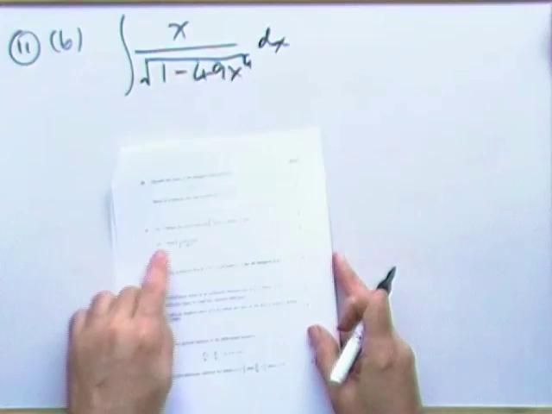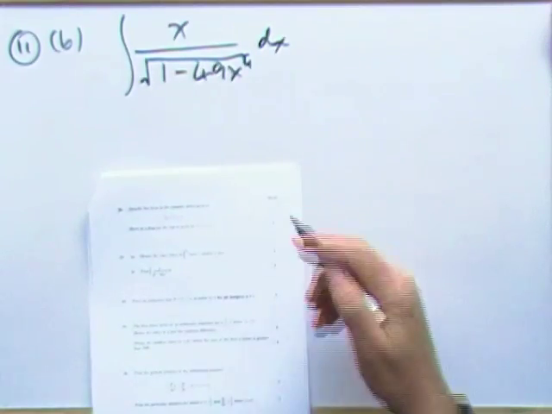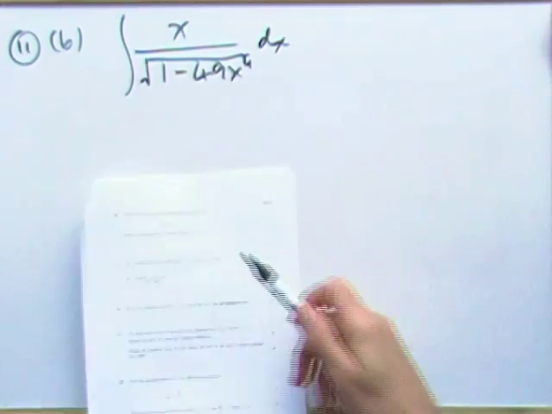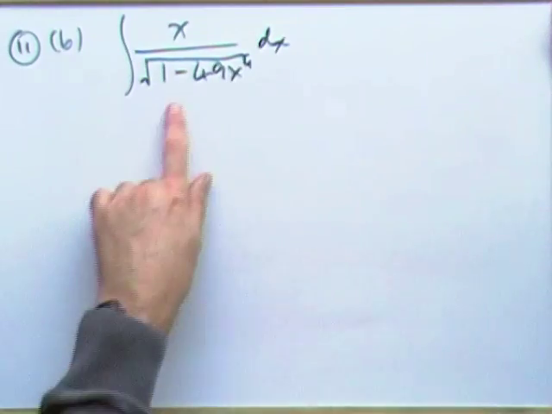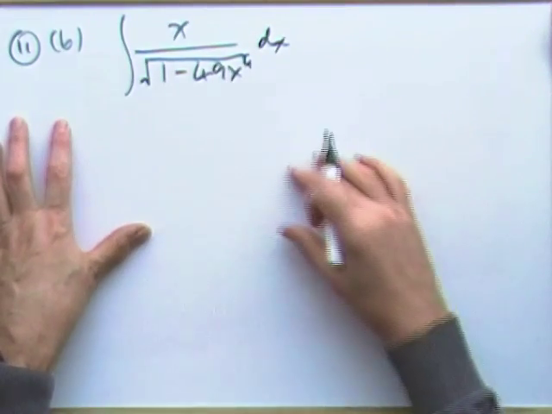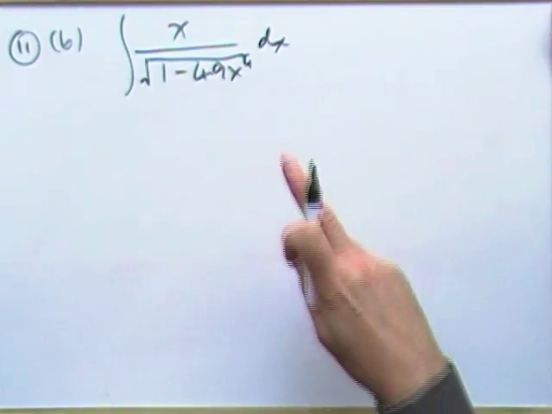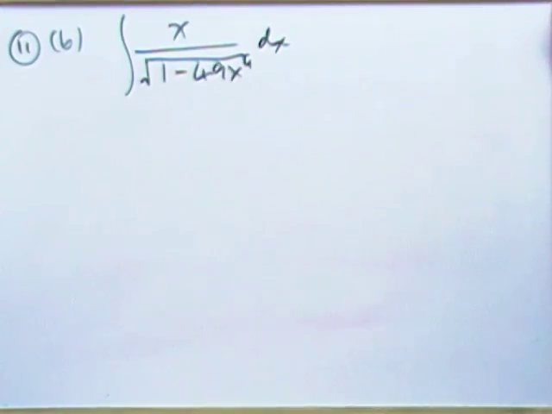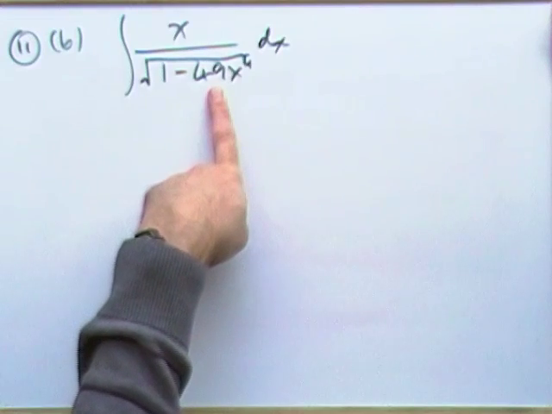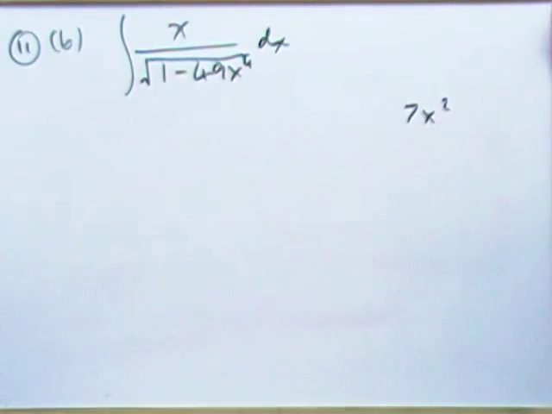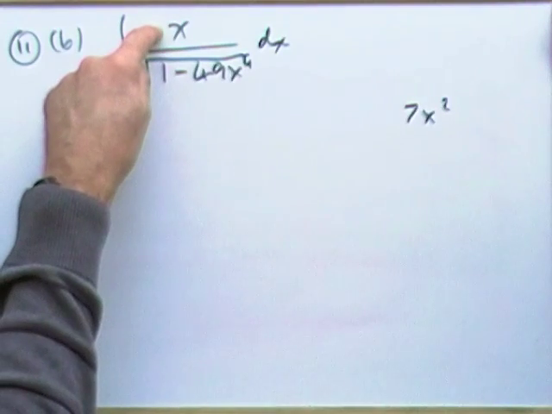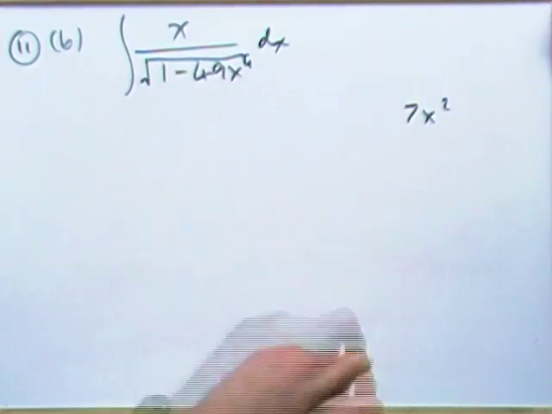Right, that's part A. 11 part B. Right, for 4 marks, find the integral of this. Looks very much like inverse sine, 1 over the square root of 1 minus something squared. In fact, this could be done just by inspection that way, because that's the square of 7x squared, and the derivative of 7x squared is 14x. The top is a multiple of the derivative of that.